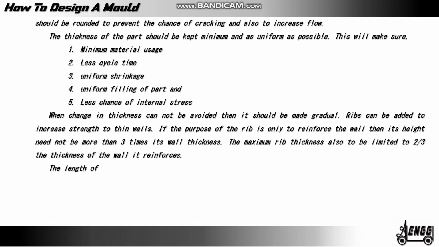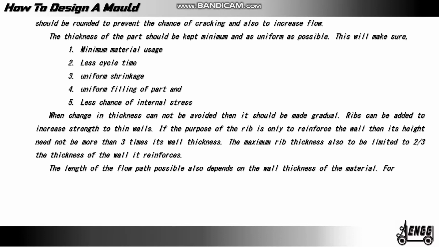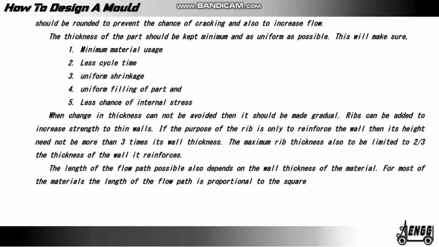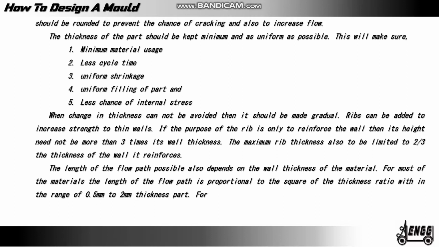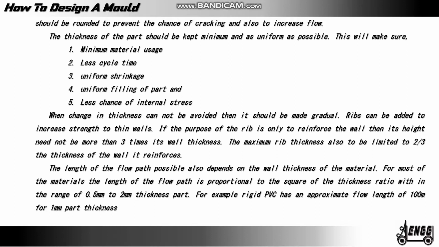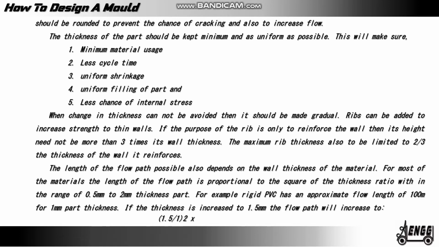The length of the flow path possible also depends on the wall thickness of the material. For most of the materials, the length of the flow path is proportional to the square of the thickness ratio within the range of 0.5 mm to 2 mm thickness part. For example, rigid PVC has an approximate flow length of 100 mm for 1 mm part thickness. If the thickness is increased to 1.5, the flow path will increase to (1.5 divided by 1)² into 100, that is 225 mm.